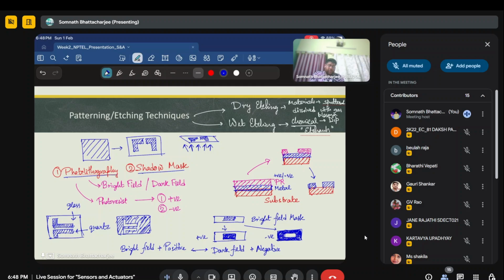The main concept is that if we are using a bright field mask with a positive photoresist, it should give the same replica of that pattern that is on the mask itself, and it will be transferred onto the substrate. Now if we are using a dark field mask with a negative photoresist, it will also be there. So is there any difference, or which one should we use then? Any idea?